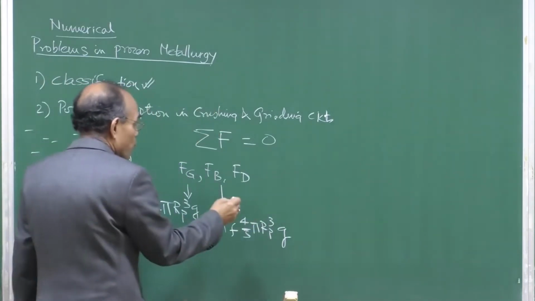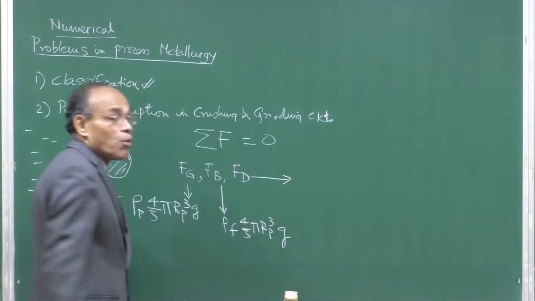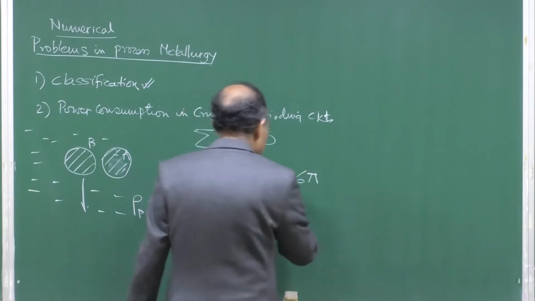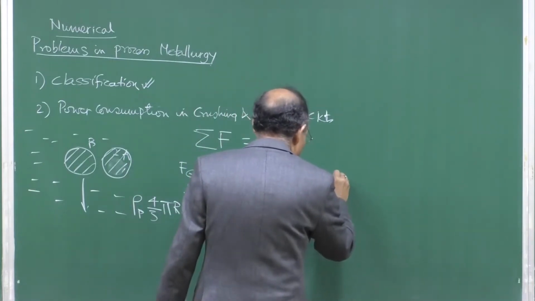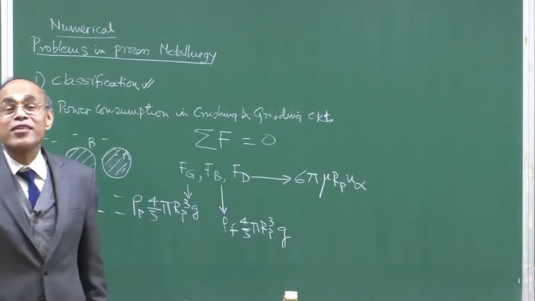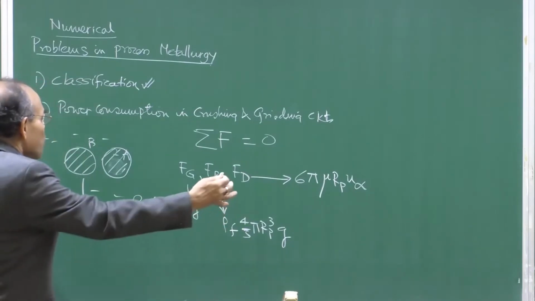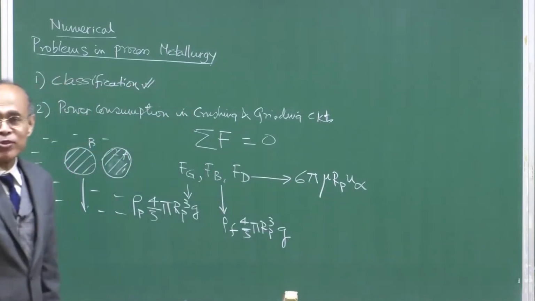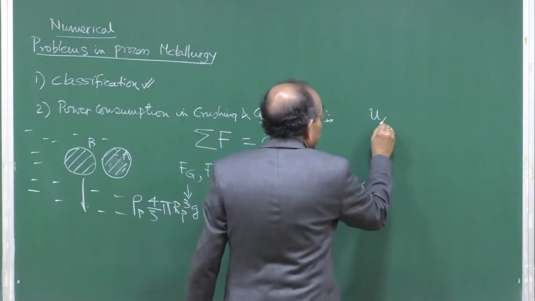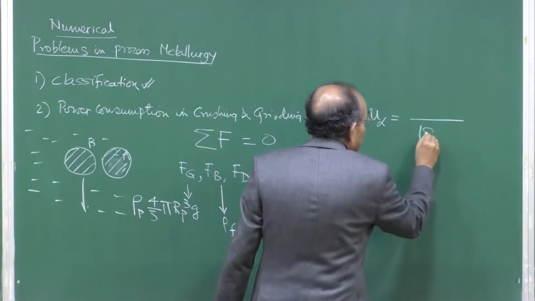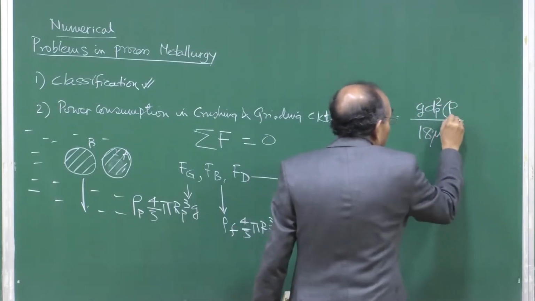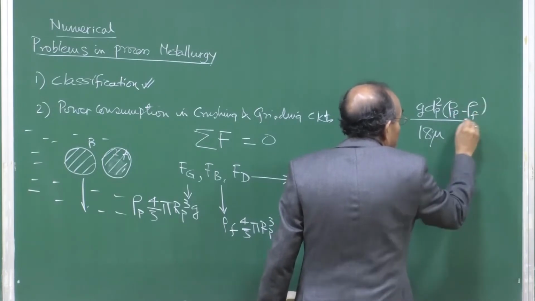So, that is equal to weight is force, and similarly the drag force from the classical theory of fluid mechanics comes out to be 6 pi mu r p times u infinity, where u infinity represents the terminal settling velocity. If you now club these things together, then you will find that u infinity is given in terms of 18 mu, g, dp square into (rho particle minus rho fluid).